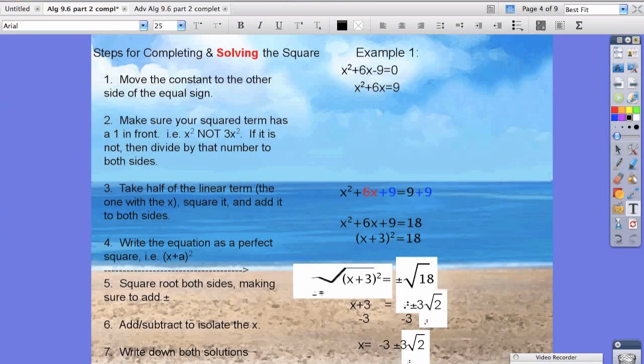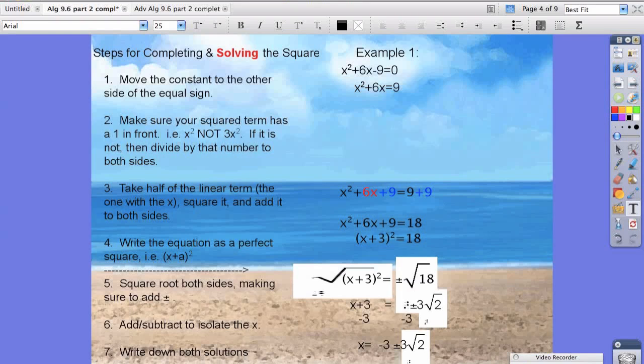So to square root both sides, we take our initial equation, which is x plus 3 quantity squared equals 18. So we square root both sides, making sure to add plus or minus. Then a square and a square root cancel each other out. So x plus 3 quantity squared becomes x plus 3 equals plus or minus the square root of 18. Now the square root of 18 is 3 square root of 2.